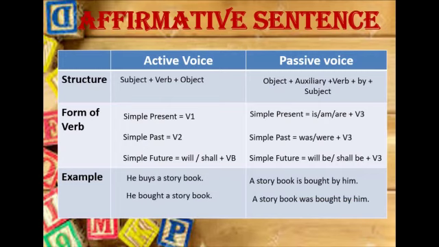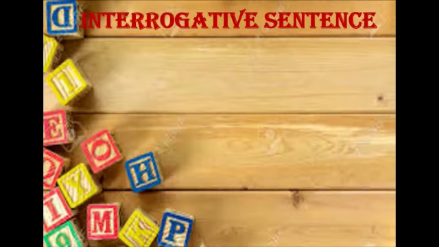This is the example of simple past tense. He bought a storybook. So bought is the second form of verb that will be converted into was plus third form of verb. A storybook was bought by him. He will buy a storybook. This is the example of simple future tense. So will will be converted into will be, and buy will be converted into third form of verb. So a storybook will be bought by him.